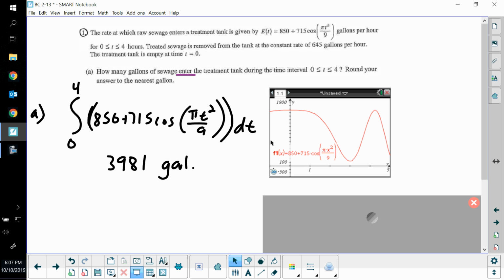Okay, just so you can get a visual of what we just did there, here's the graph of our rate of change for the entering of sewage. We did 0 to 4. That's a poorly drawn line. But basically, from 0 up to that line, we found the area that is under the graph. And we found that that was approximately 3,981. So that is the accumulated sewage over the first 4 minutes.